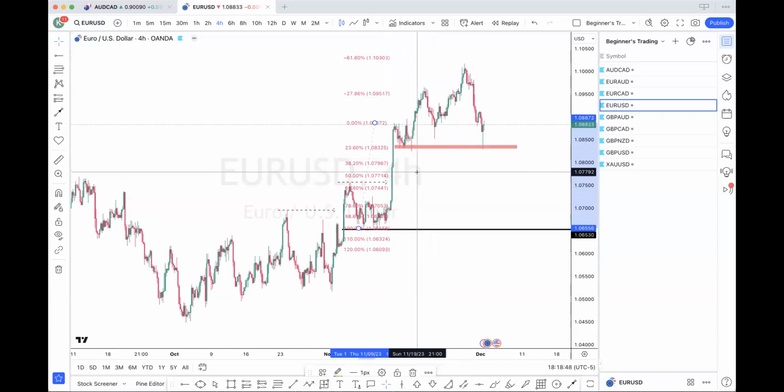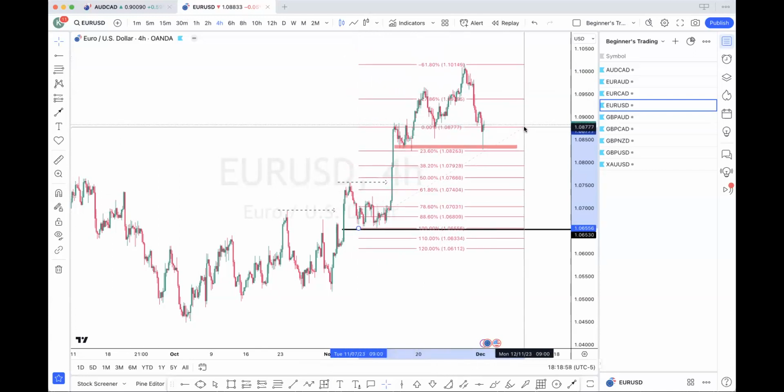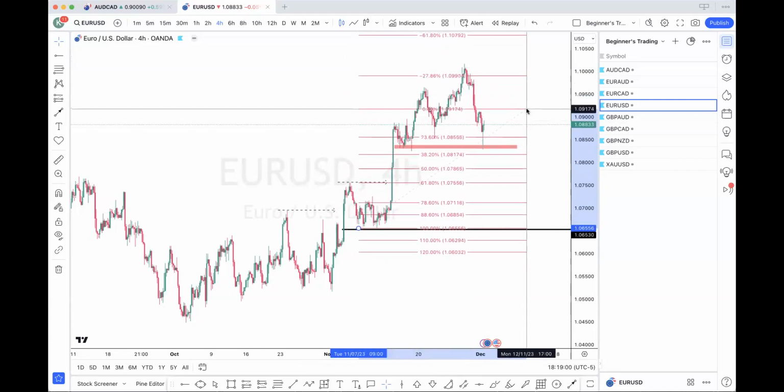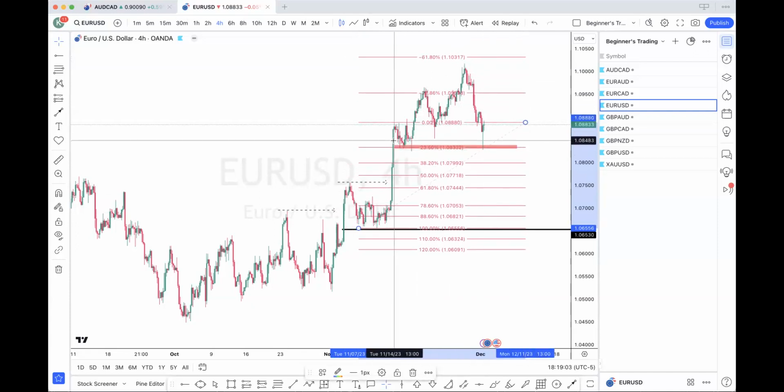If it pulls back to the 50%, 61.8, 78.6, 88, it can pull back to any of those fib zones without breaking. Hold on, let me put that right there. You see there's an order block at the 88. There's an order block at the 78. So it can pull back to any of these zones without breaking structure because it did not break the swing low.